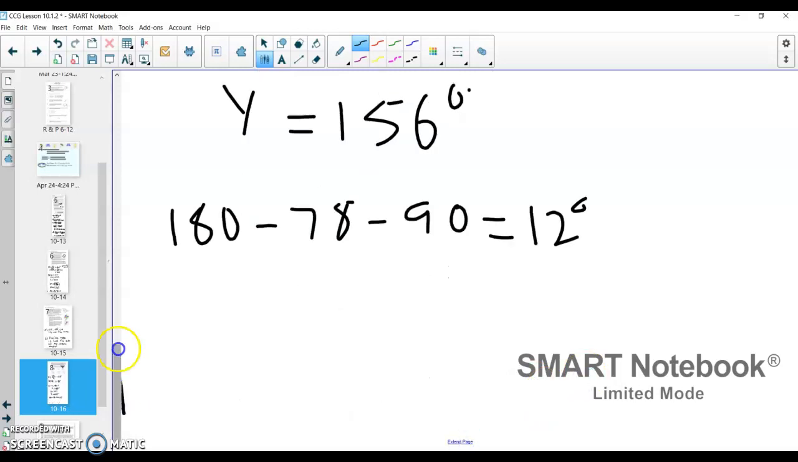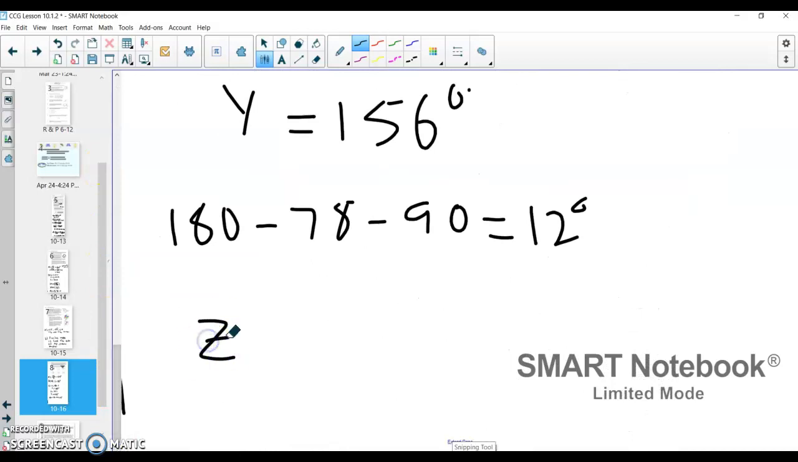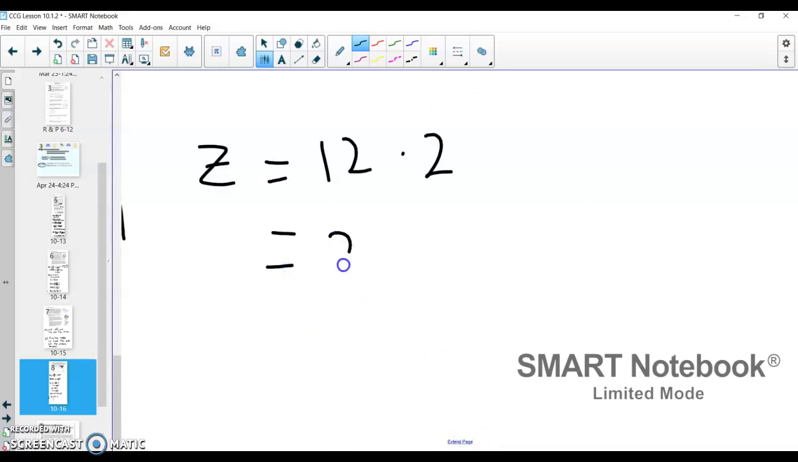And so if I'm looking for, I believe they call it z, my inscribed angle is 12. So my central angle is 2 times bigger, which gives me an angle of 24 degrees. And I believe that is my answer for z.